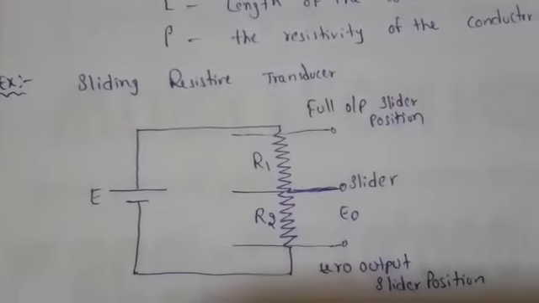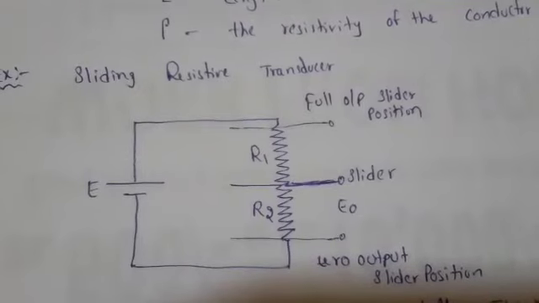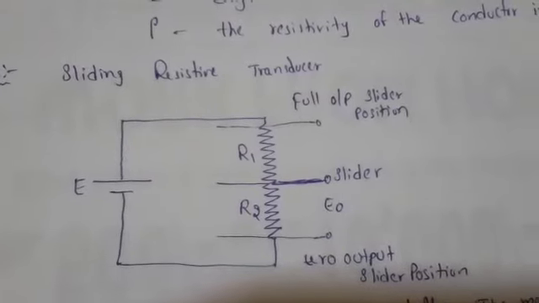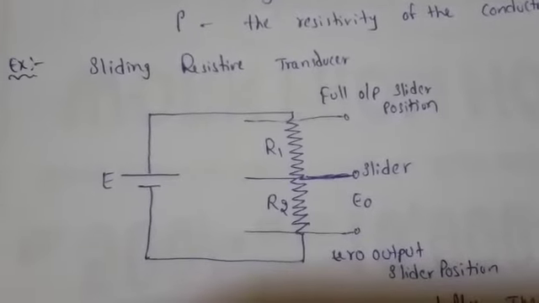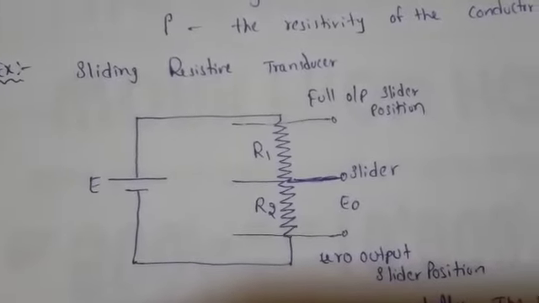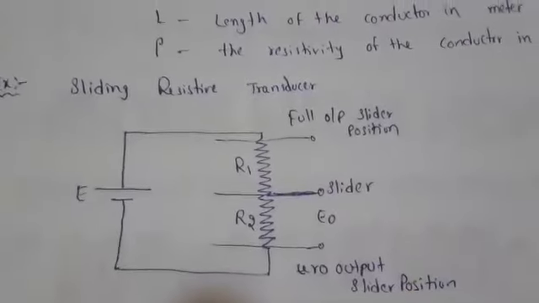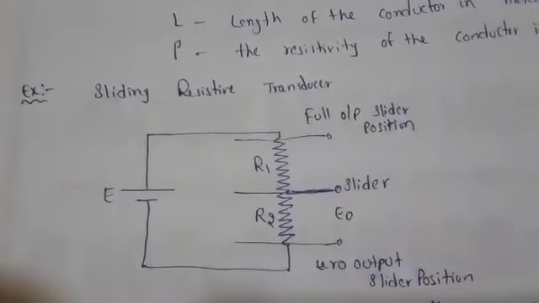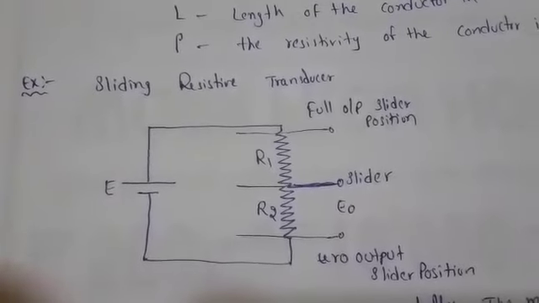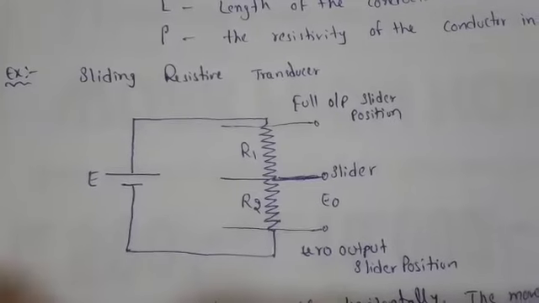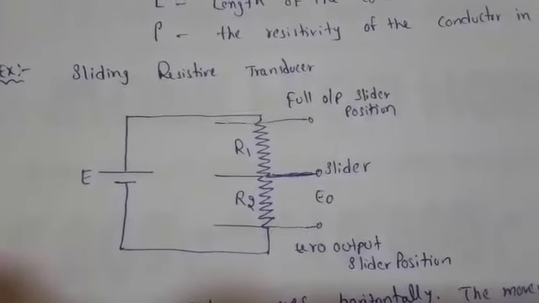This one is your basic resistive transducer. It has resistance values R1 and R2, E is the voltage source, and the middle part is the slider. The slider moves horizontally. The movement of the slider changes the value of the resistance element of the transducer, which is measured by the voltage source E.